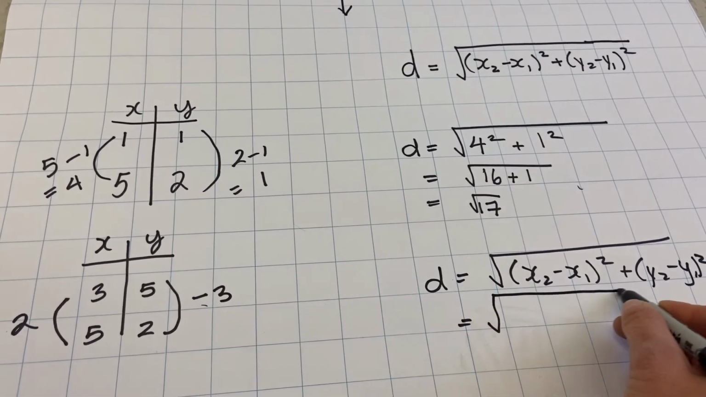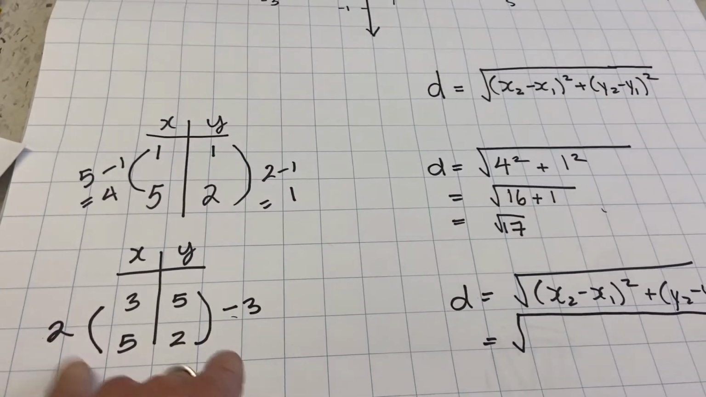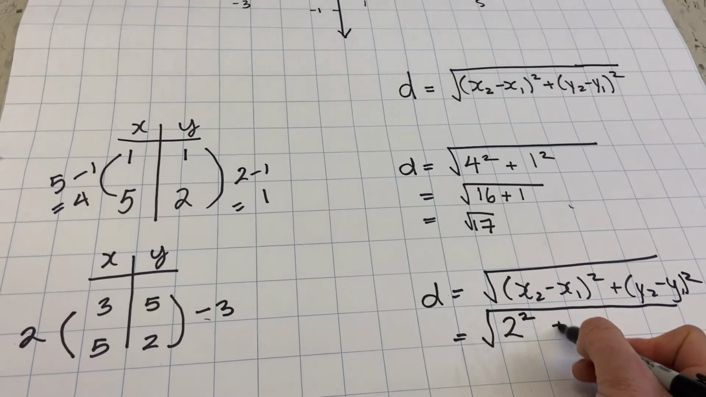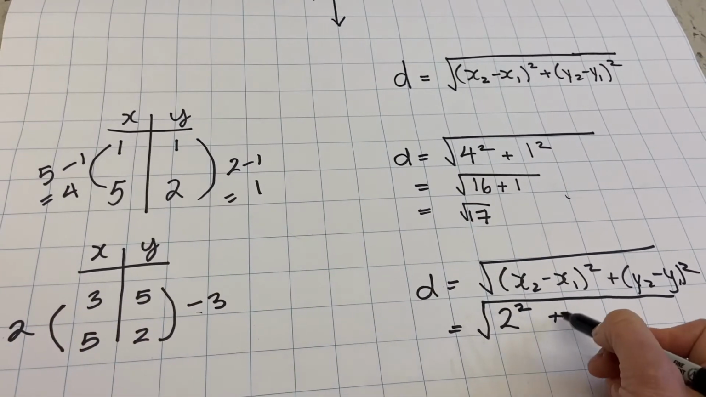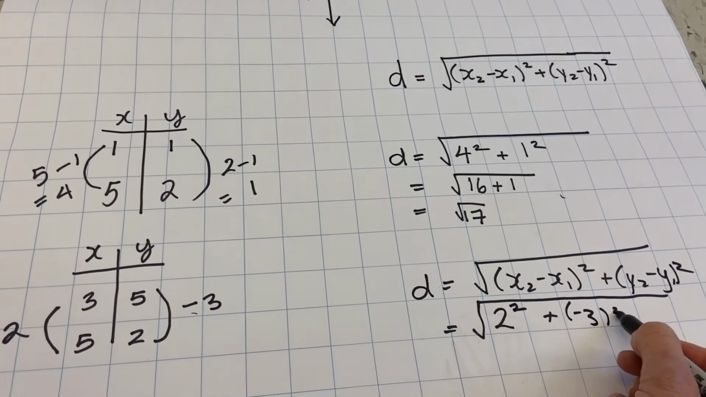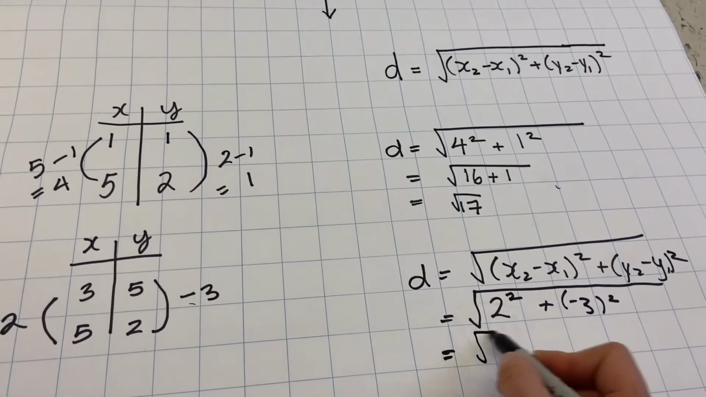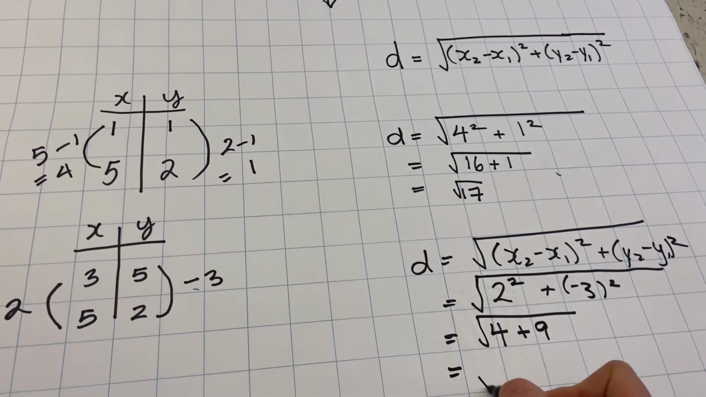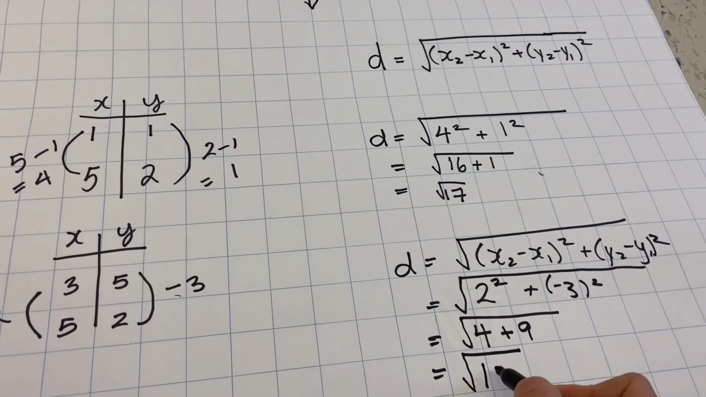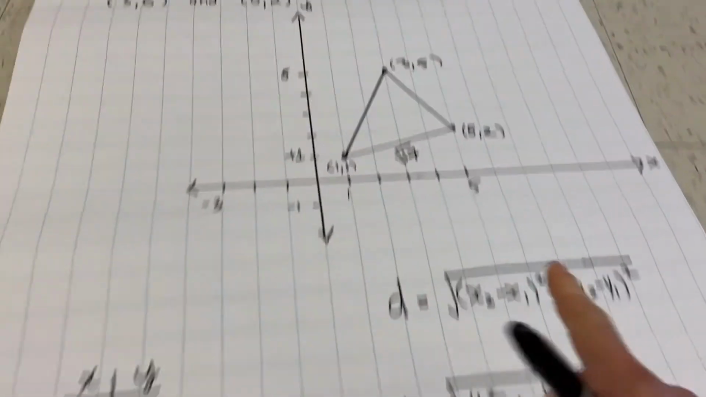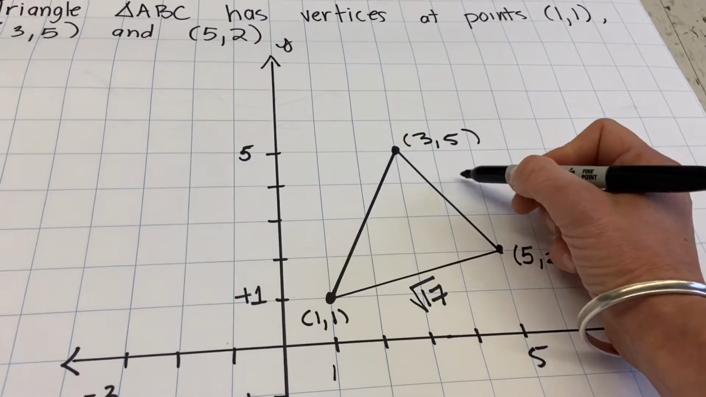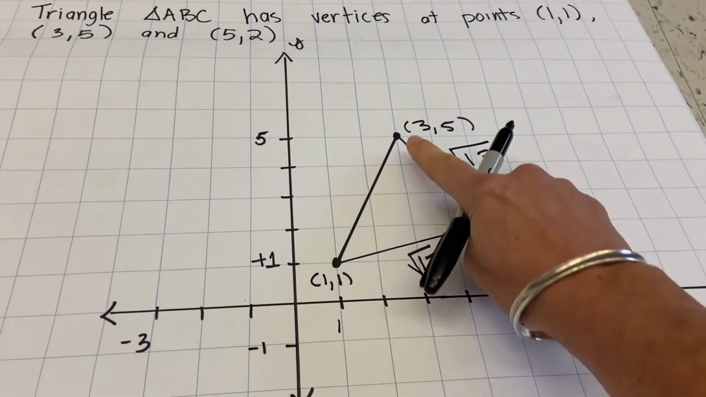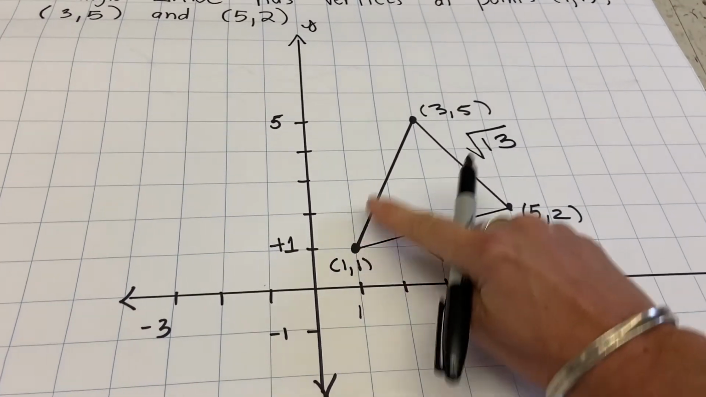So first, when we subtracted the x's, we have 2. So I have 2, and I have to square that. Plus my y's when I subtracted them were minus 3, squared. So I end up with 4 plus 9 gives me the square root of 13. So that means the distance over here is the square root of 13.